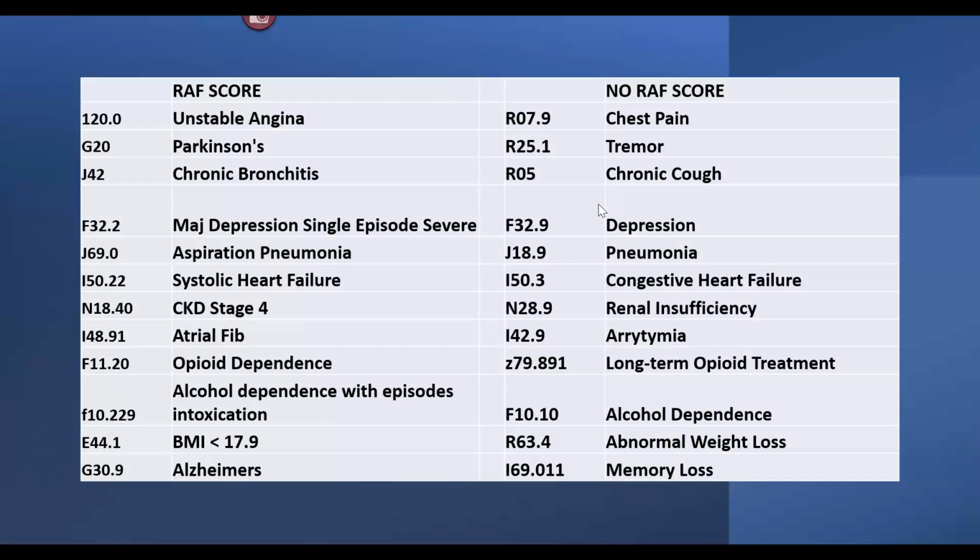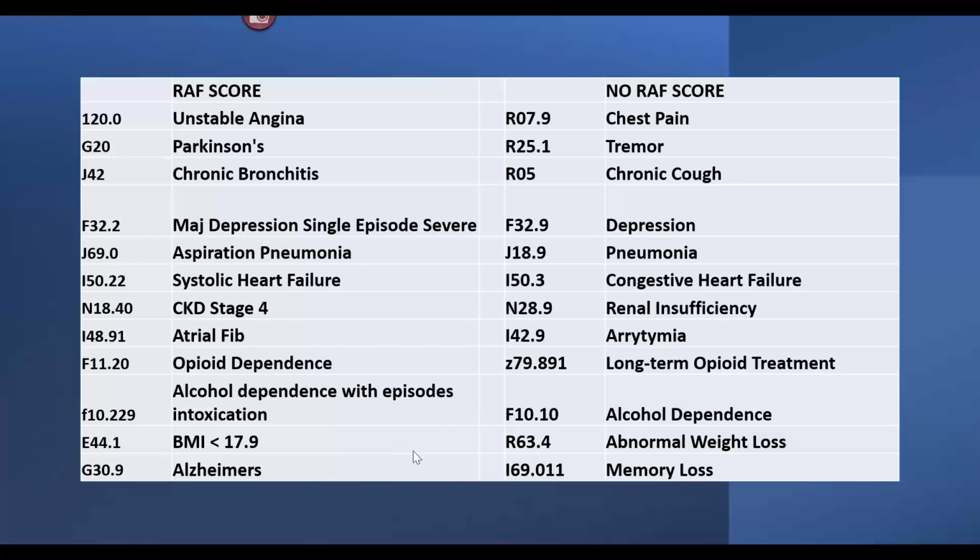Just to show you some differences of what you do get a RAF score and don't get a RAF score: unstable angina versus chest pain, Parkinson's versus a tremor, chronic bronchitis versus a chronic cough, major depression single episode severe versus depression, CKD stage 4 versus renal insufficiency, like say AFib versus arrhythmia, opioid dependence versus long-term opioid treatment, dependence with episodes versus alcohol dependence that's acute, and it's not abuse. And then, again, remember, the code that's appropriate here is the F20.10. That's the one where their dependence. This is more the alcohol without dependence.